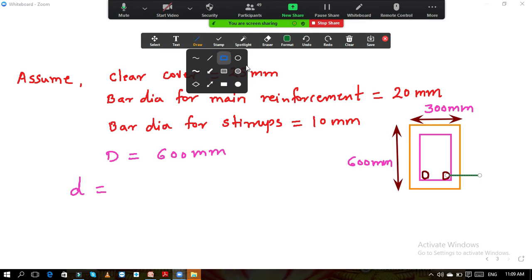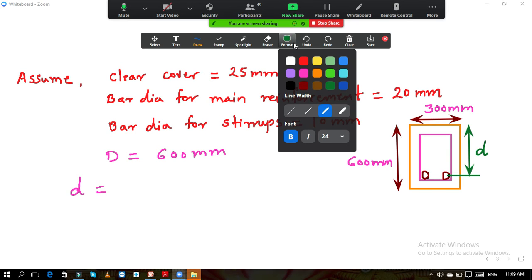So that value should be, I show you from top to this point. This value we need to calculate. This is nothing but your small d, effective depth. Okay, so now I will tell you what we have assumed.